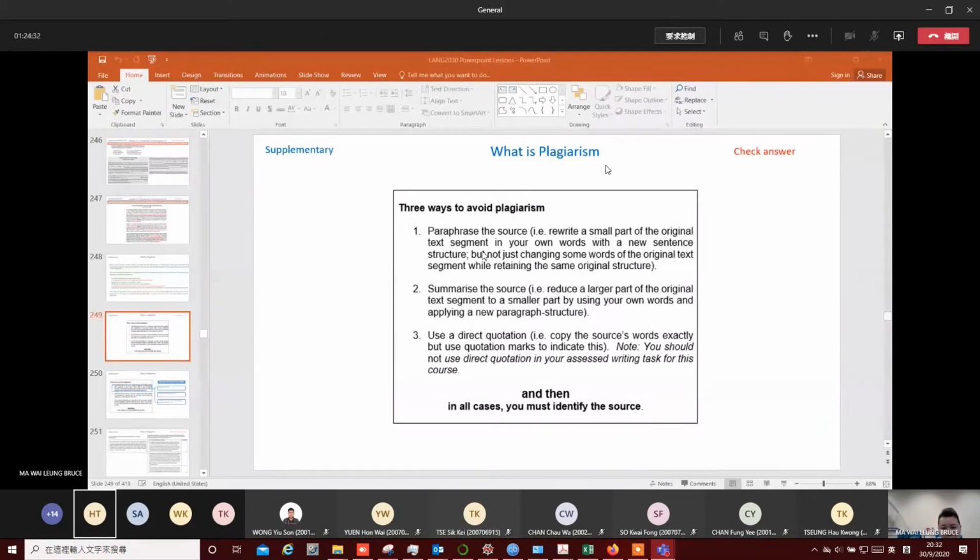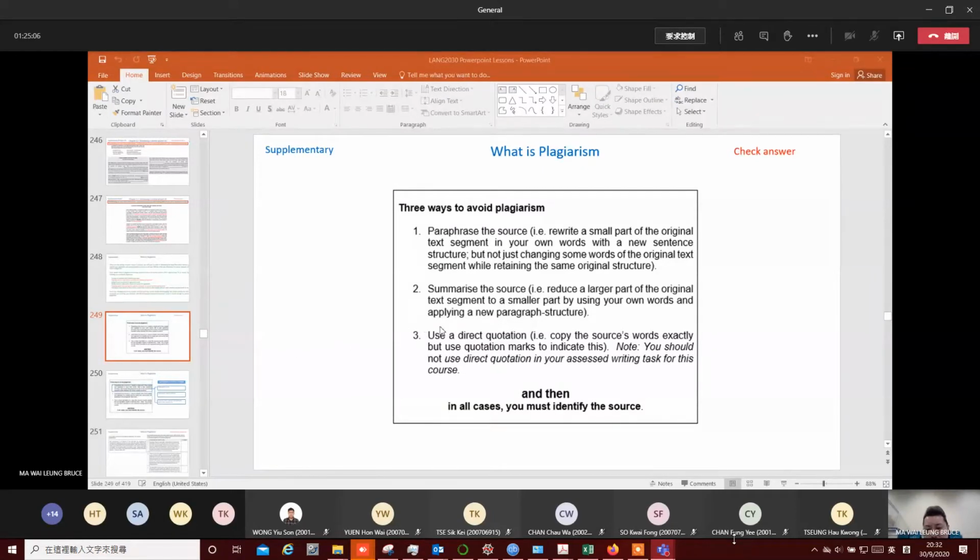Okay. The other one is summarizing. Summarizing reduces a larger part of the original text into a smaller part by using your own words and applying a new paragraph structure. So you will see paraphrasing and summarizing are quite similar. Usually we summarize paragraphs, which is a bigger unit. We paraphrase a certain statement, a certain part of a paragraph. So paraphrase is smaller, summarize is bigger. Summarize involves a paragraph or paragraphs. Paraphrase involves a group of sentences within a paragraph, all right?